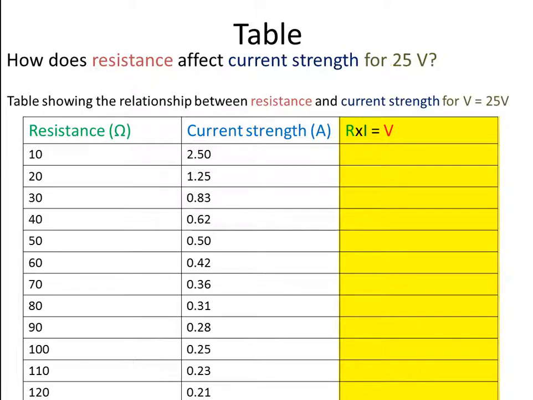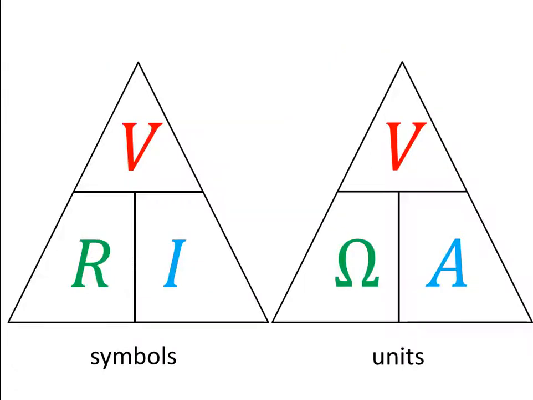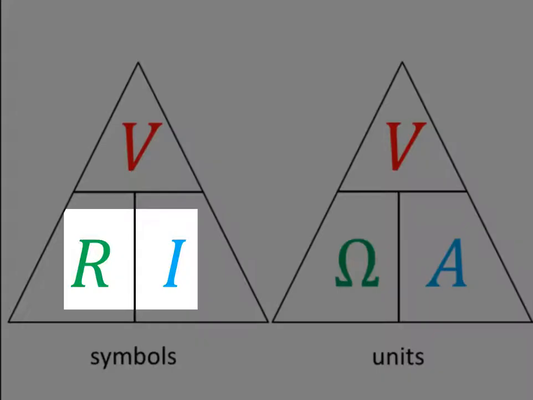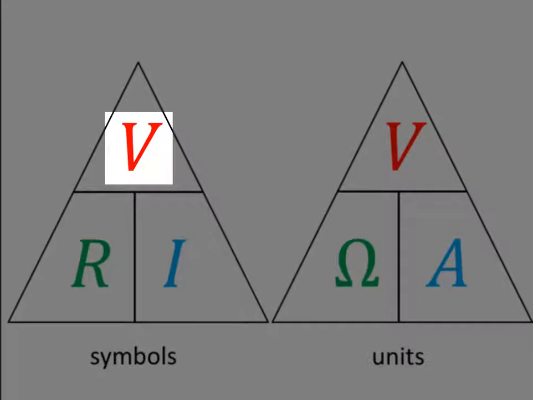And we do the same for the other table for the 25 volts. Again, pause the video while you do this. For the 12-volt circuit, the amazing thing is that whenever we multiply resistance by current strength, we get 12, which is the voltage of that circuit. Whereas for the 25-volt circuit, when we multiply a resistance by its current strength, we always get 25, which is the voltage of that circuit. So we have again confirmed the relationship between resistance, voltage, and current strength by showing that R multiplied by I equals voltage. Ohms multiplied by amperes equals volts.